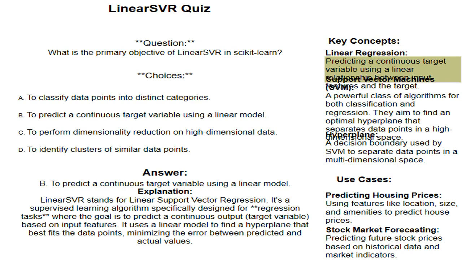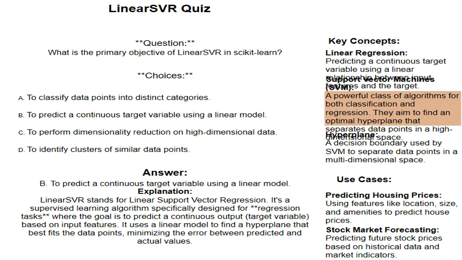Linear regression. A statistical method used to predict a continuous target variable based on a linear relationship with input features. The goal is to find the best fitting line, or hyperplane in higher dimensions, that minimizes the difference between predicted and actual values. It's widely used for tasks like predicting housing prices, sales forecasting, and trend analysis. Suppose you want to predict the price of a house based on its size in square feet and the number of bedrooms. You can use linear regression to find a linear equation that relates size and number of bedrooms to the house price. For example, if you have data for 10 houses, you might find the equation price = 100 × size + 50,000 × bedrooms + 100,000. This equation can then be used to predict the price of new houses based on their size and number of bedrooms.